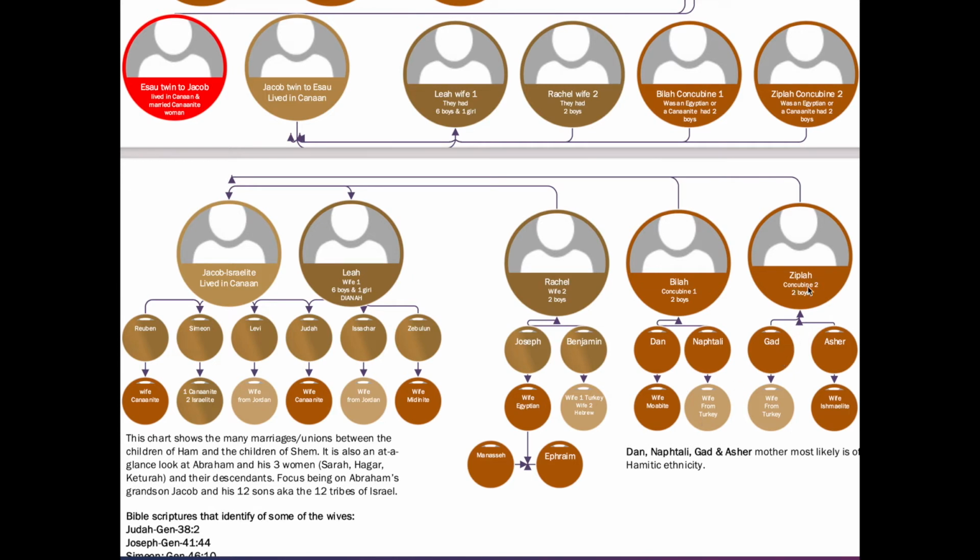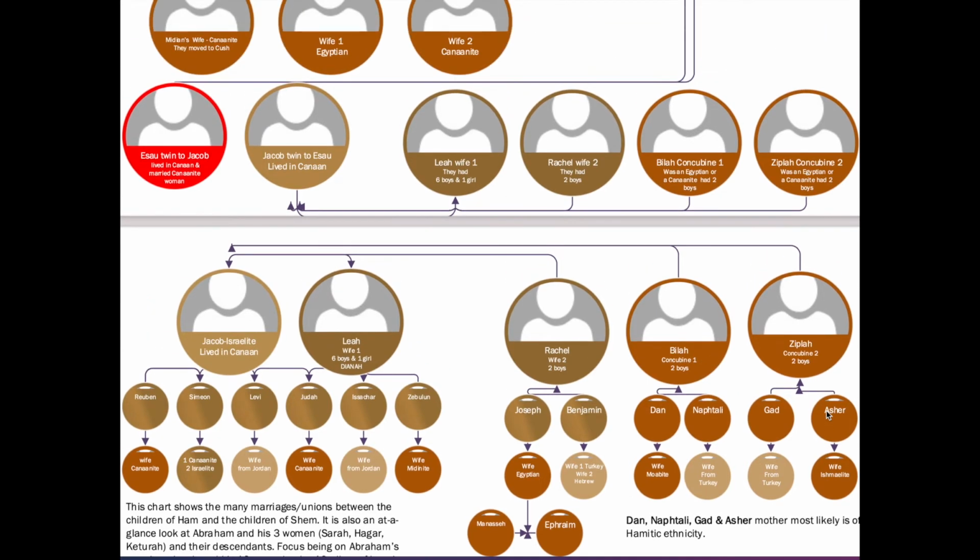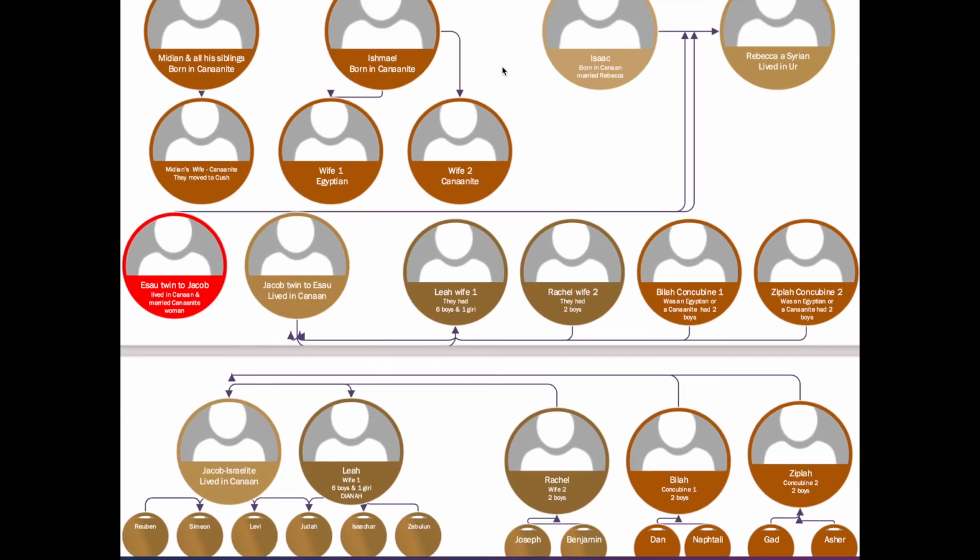Zilpah gave him 2 boys, Gad and Asher. Gad's wife is from Turkey. Asher's wife was an Ishmaelite. And again, remember Ishmael. So Asher took a wife from the children of Ishmael.